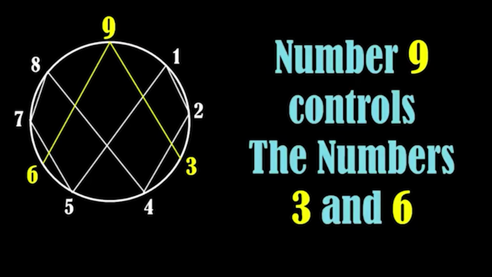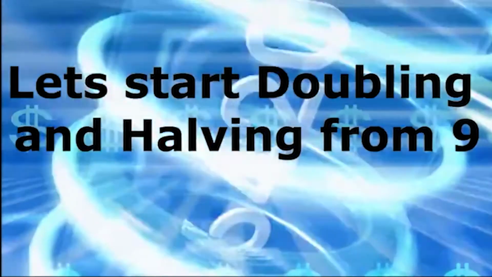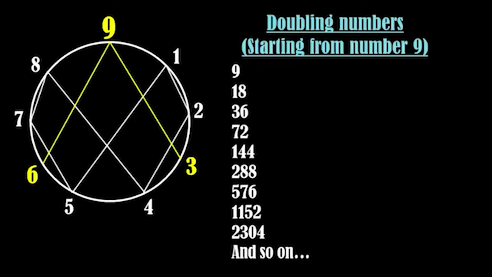Actually, number 9 controls the numbers 3 and 6, and numbers 1, 2, 4 are controlled by number 3, while numbers 8, 7 and 5 are controlled by number 6. In this way, number 9 controls all the numbers. You will get incredible results when we start doubling and halving the numbers from number 9.